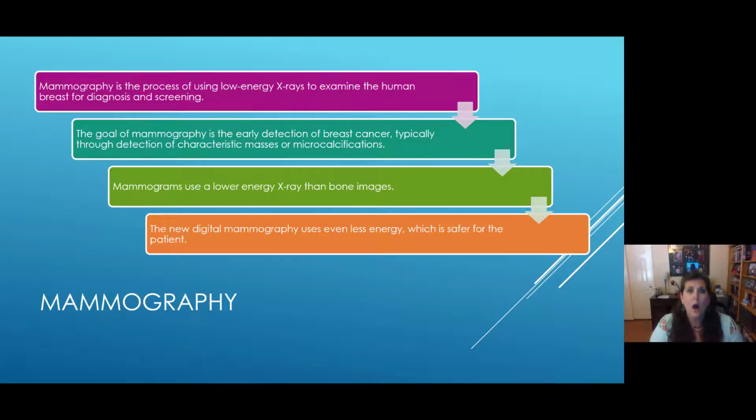Mammograms are x-rays, but they're lower energy x-rays, so safer. So we do have those on a yearly basis. The goal of a mammogram is to detect breast cancer, typically through the detection of characteristic masses or microcalcifications in the image. Mammograms use lower energy x-rays than bone images. The new digital mammography uses even less energy, which is the most safe for the patient. So if you or a female you know, like your mother or sister, is getting mammograms every year, try to get digital mammograms. Those are better.